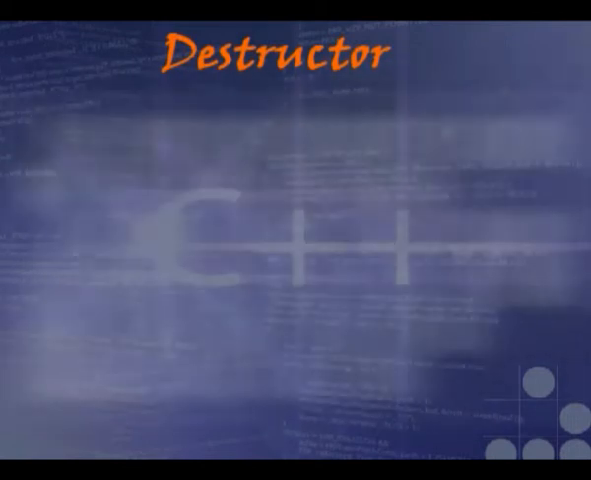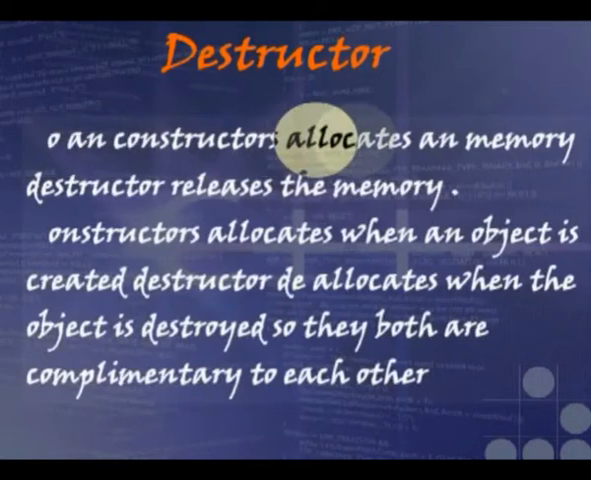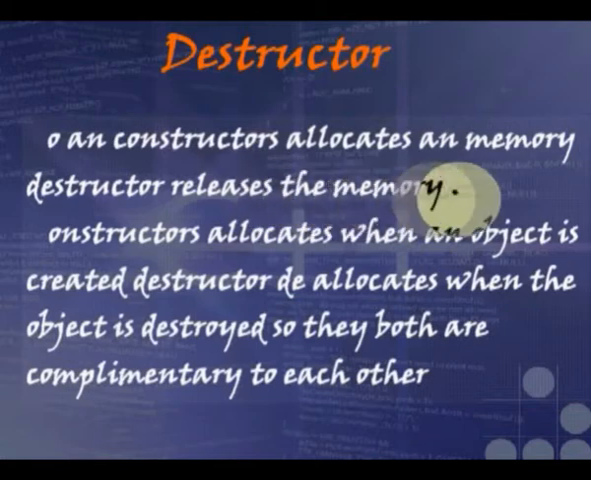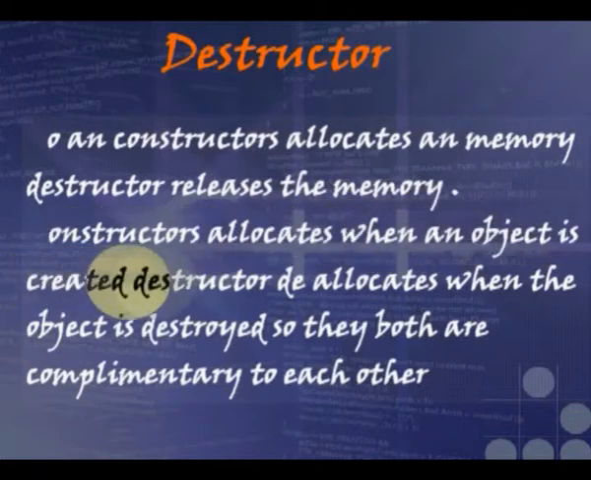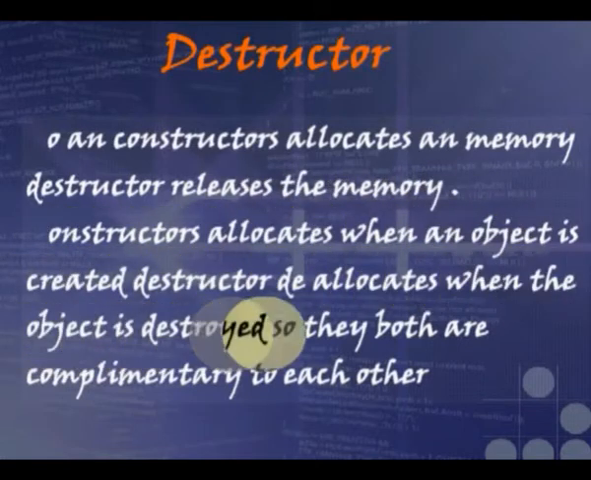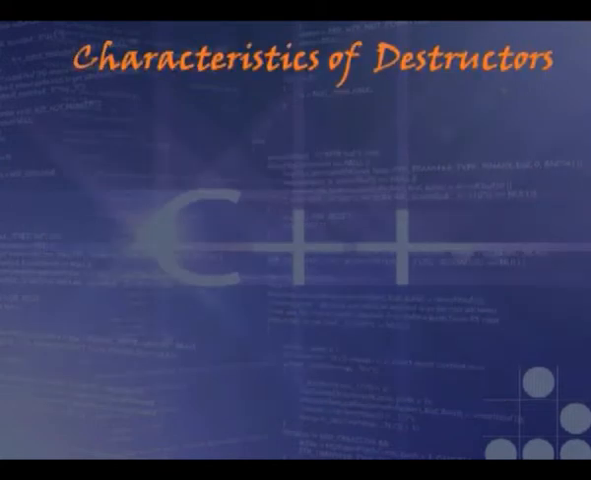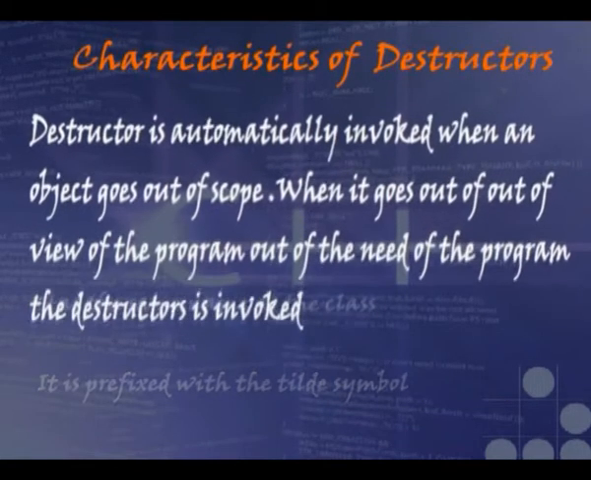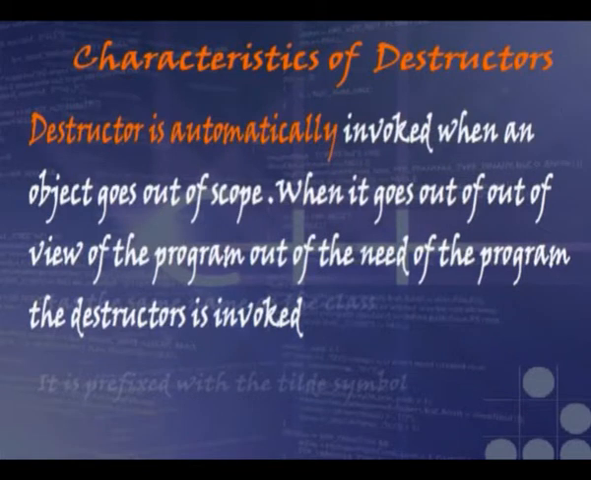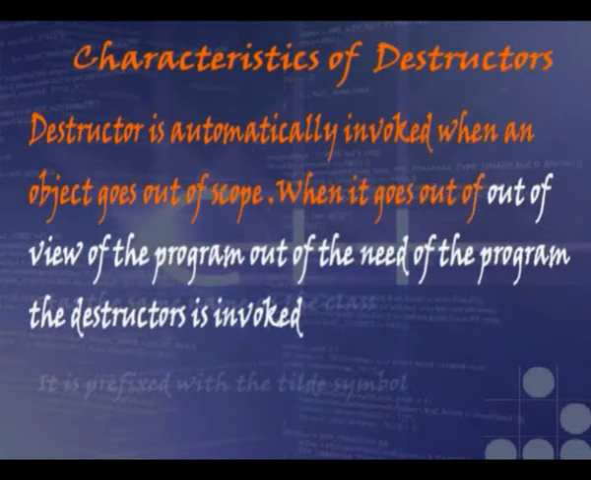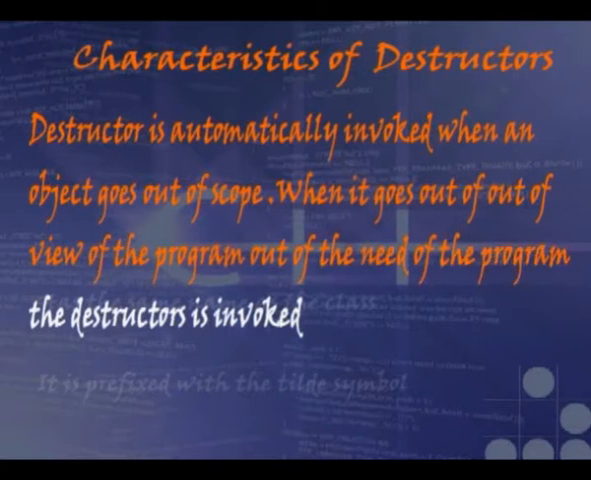So, a constructor allocates memory, a destructor releases the memory. A constructor allocates when an object is created, a destructor deallocates when the object is destroyed. So, they both are complementary to each other. Now, what are the characteristics of these destructors? First, a destructor is automatically invoked when an object goes out of scope. When it goes out of view of the program, out of the need of the program, the destructor is invoked.